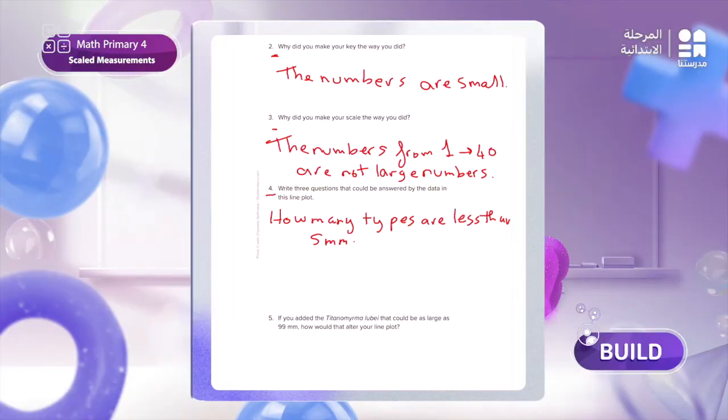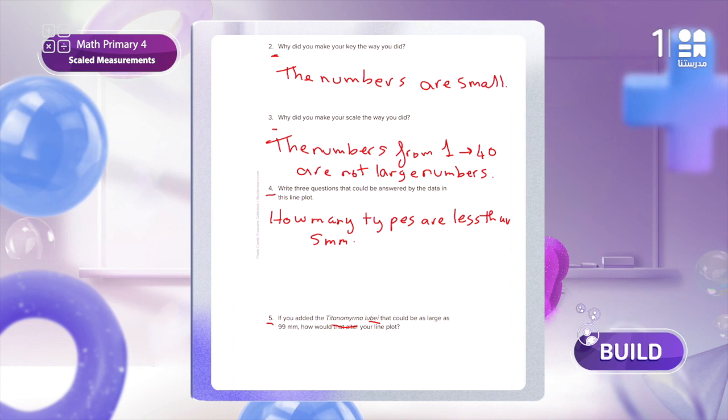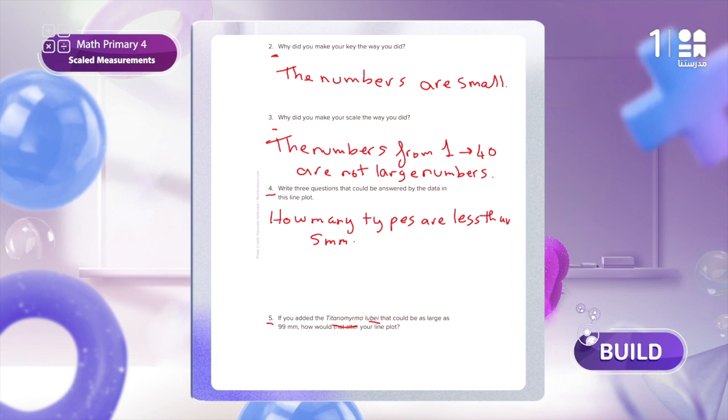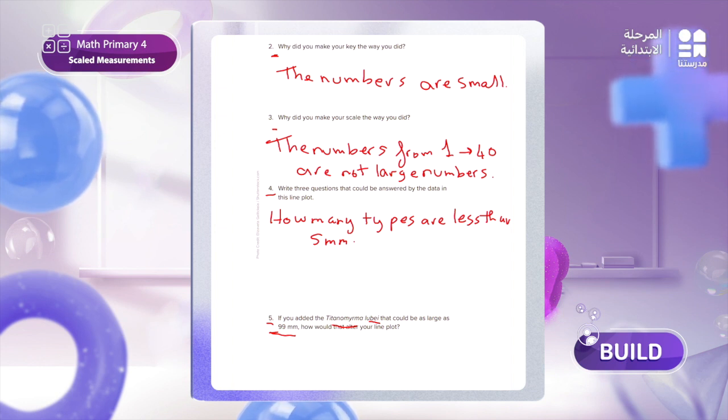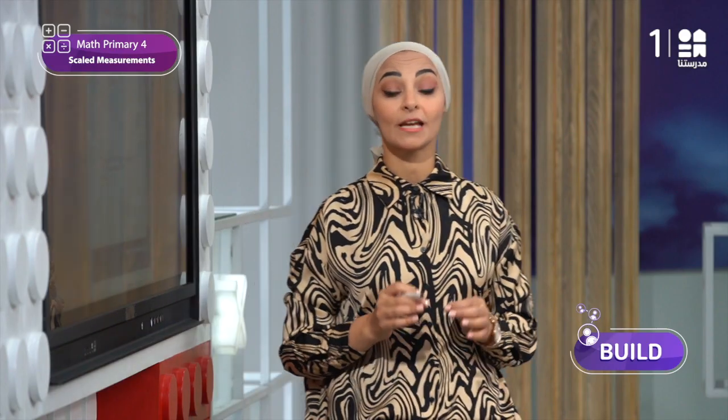If you added the Tinanomia Robi. يعني إيه Tinanomia Robi؟ This is type of ant. ده نوع من الأنت أو فصيلة من الأنت. That could be as large as 99 mm. طب لو أنا ضفت الأنت دي للتيبل بتاعي اللينث بتاعها 99 mm. How would that alter your line plot؟ ده هيأثر في اللاين بلوت أو هيغير إيه في اللاين بلوت بتاعي؟ This is a very important question. Question اللي أنا بسأله ده مهم جدا.